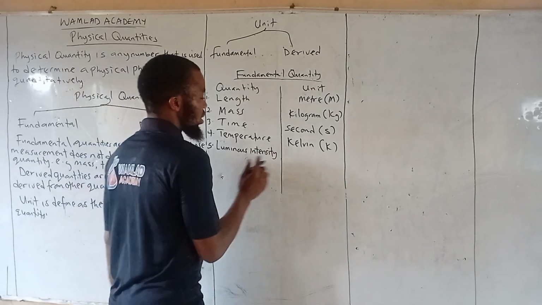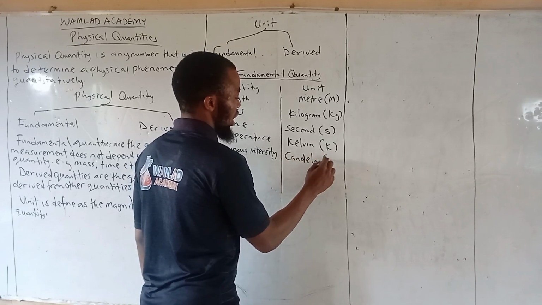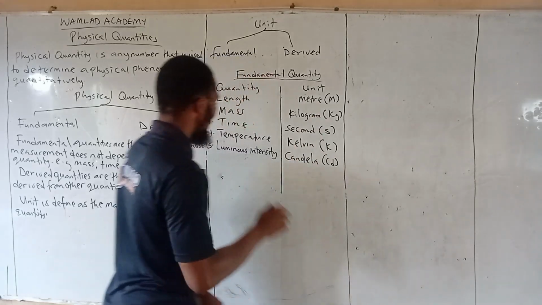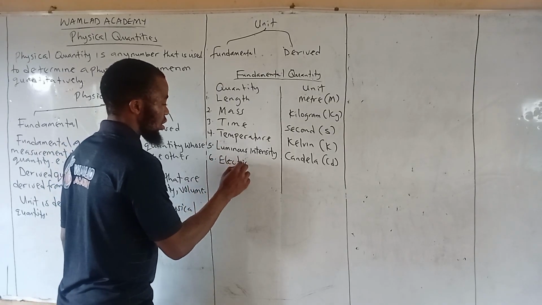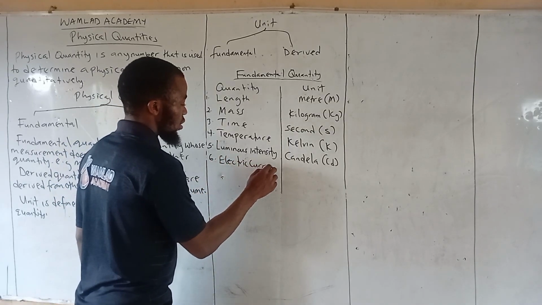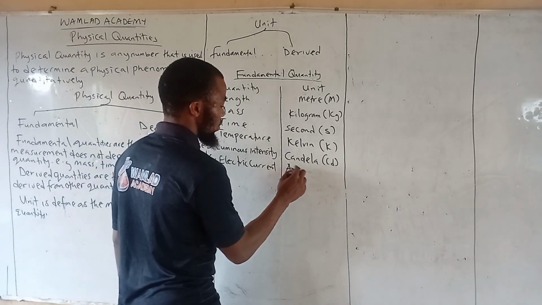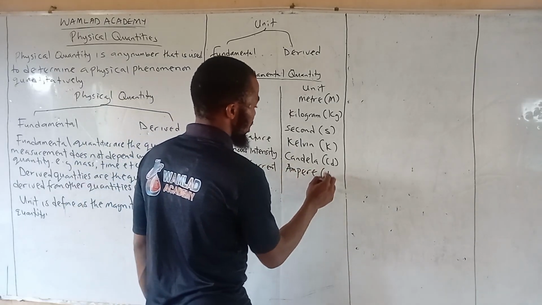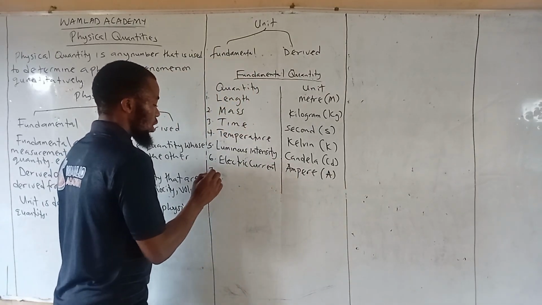The unit of this luminous intensity is what we call candela, abbreviated as cd. We have another one, we call it electric current. The unit of electric current is ampere, and it's abbreviated as A. And the last one, we call it amount of substance.